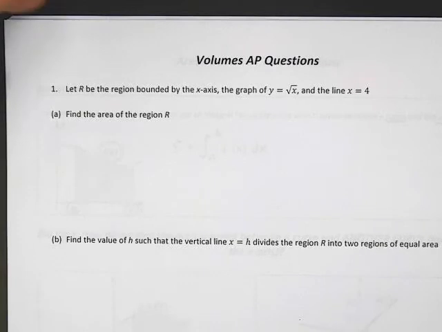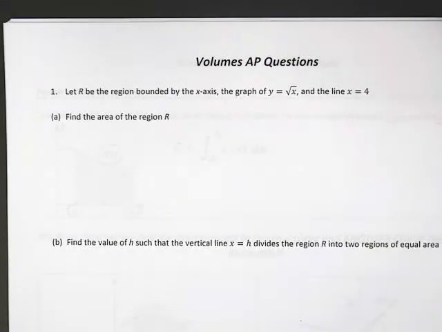Now, on the AP test, when this was originally given as a question, this was a no calculator question. So we're going to go ahead and try to work through this, again, with no calculator. Part 1 says, let R be the region bounded by the x-axis, the graph of y equals the square root of x, and the line x equals 4. Find the area of region R.